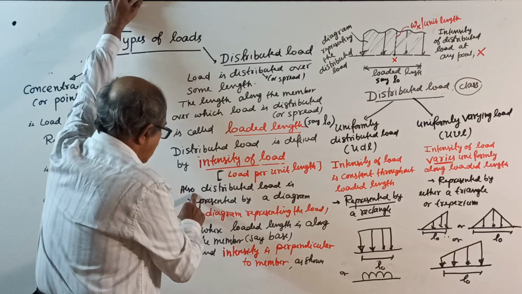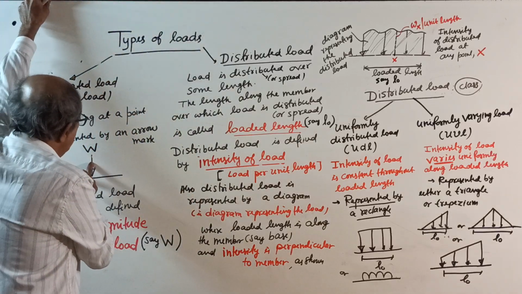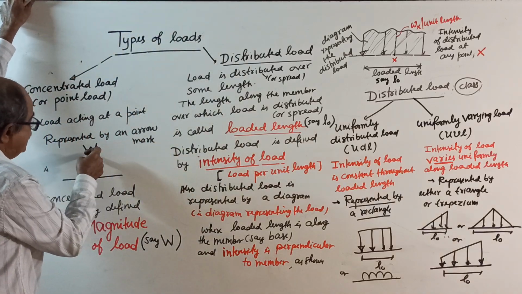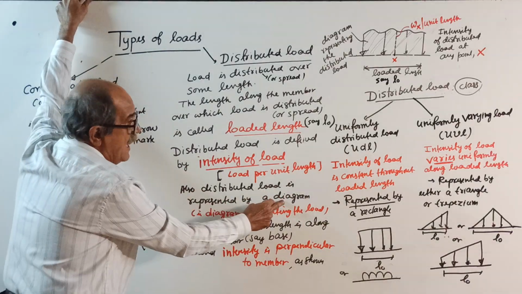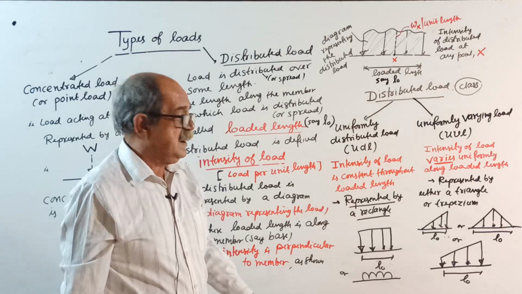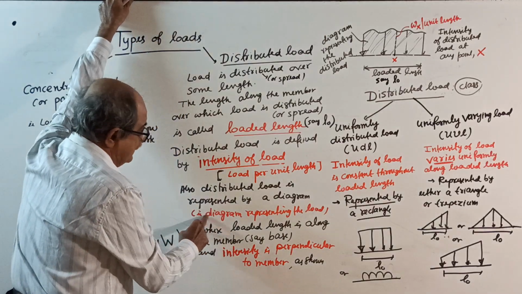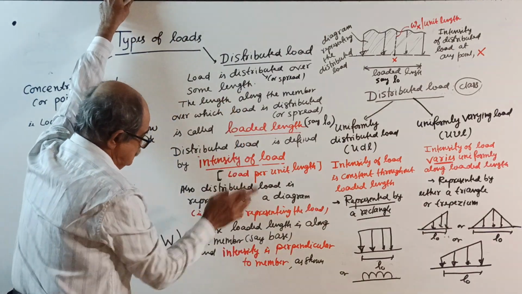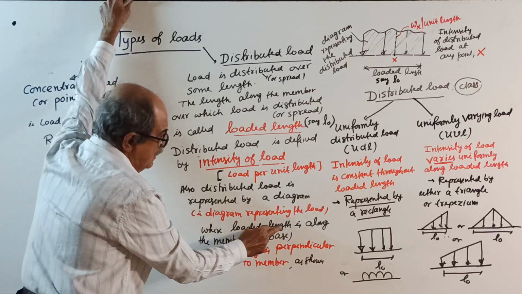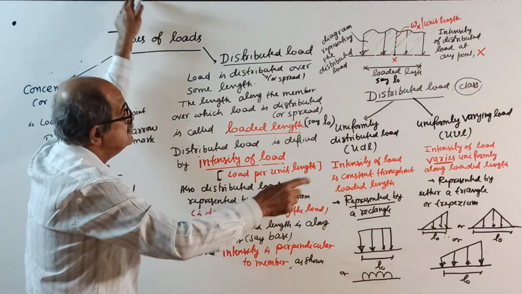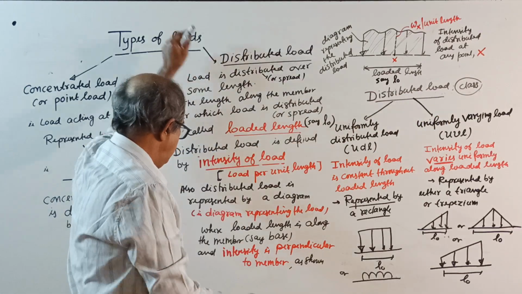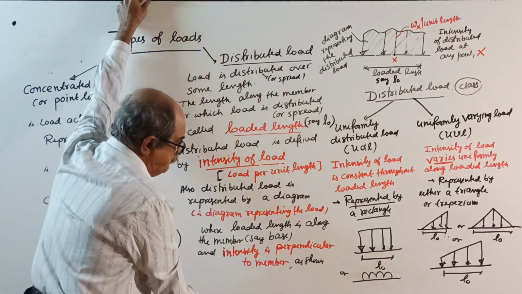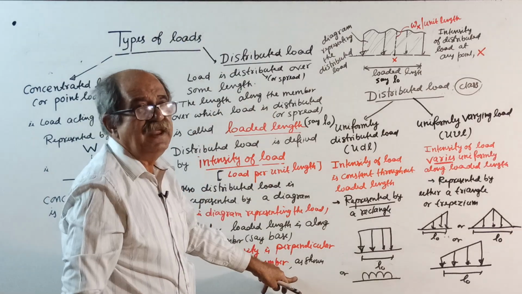Now, also see, point load is represented by just an arrow mark. Distributed load is represented by a diagram. You require a diagram. That is the diagram representing the load. Now, the loaded length is along the member, and intensity is perpendicular to the member. This all I will explain.